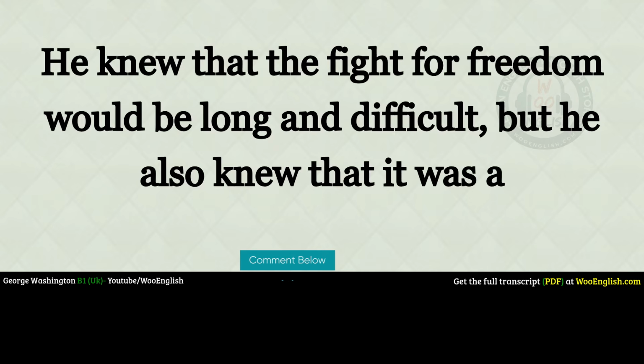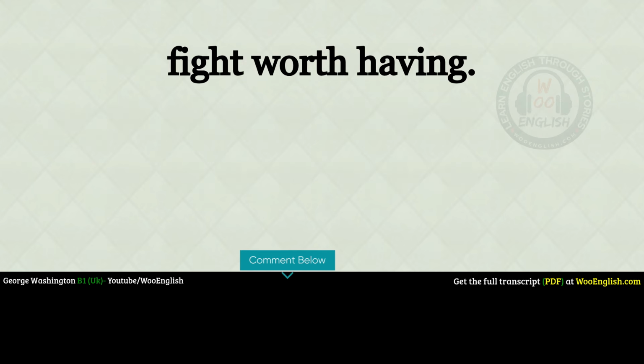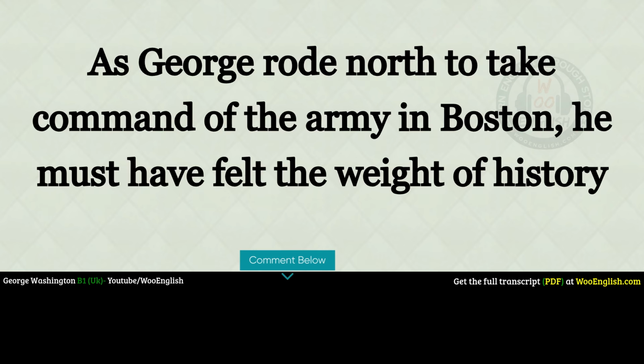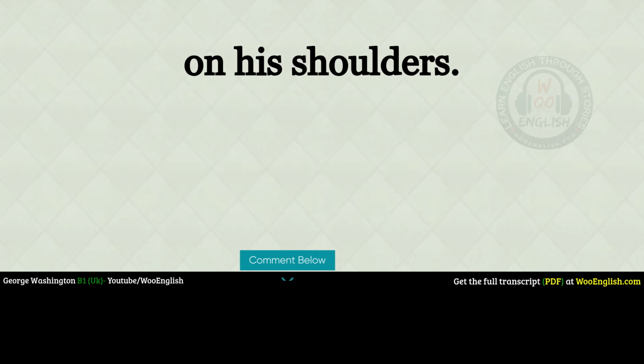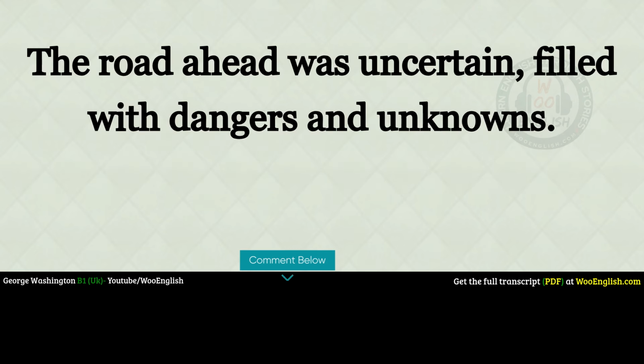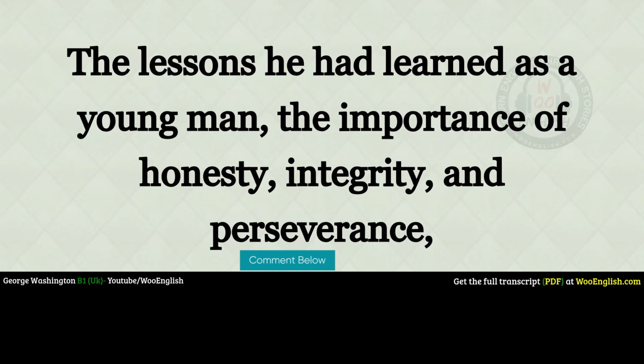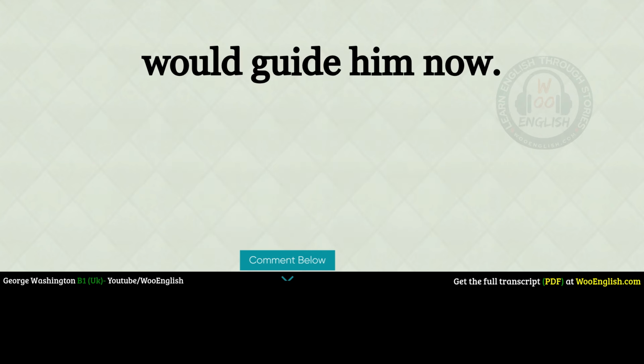He knew that the fight for freedom would be long and difficult, but he also knew that it was a fight worth having. A fight that could change the world. As George rode north to take command of the army in Boston, he must have felt the weight of history on his shoulders. The road ahead was uncertain, filled with dangers and unknowns. But he was ready. His entire life had prepared him for this moment. The lessons he had learned as a young man, the importance of honesty, integrity, and perseverance, would guide him now.